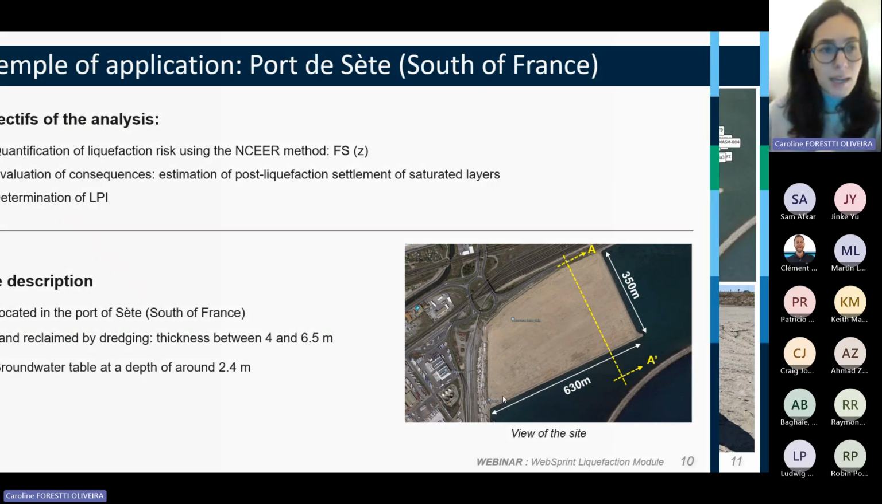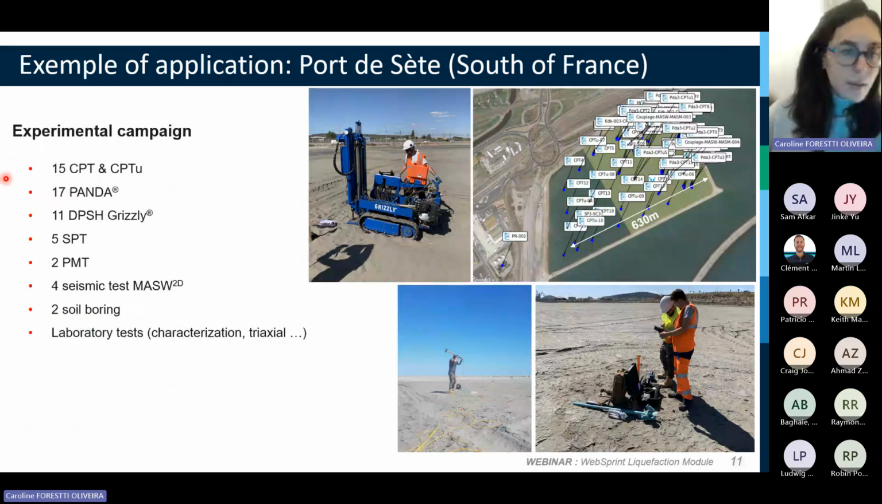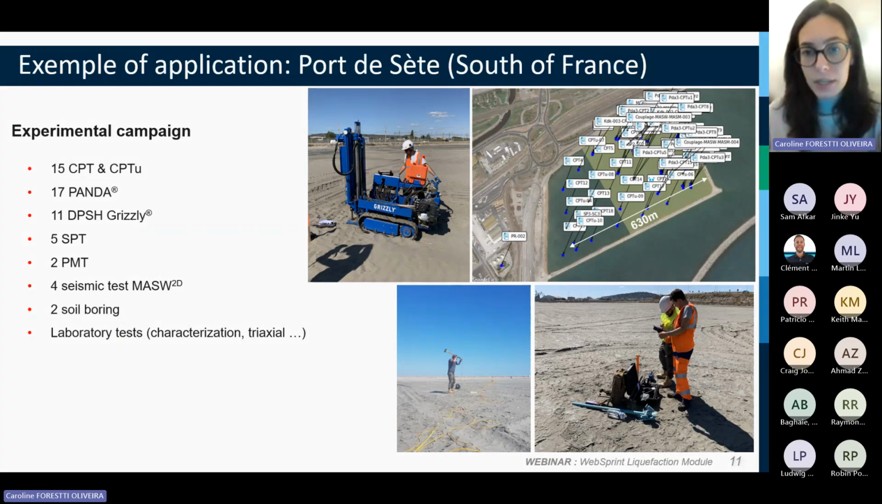In this place, we did a couple of tests. We did some CPT and also Panda tests, some Grizzly tests, SPT, pressuremeters, seismic testing, and we took some samples for soil characterization, so we can get input data for our susceptibility analysis. Here you have some photos of the site.